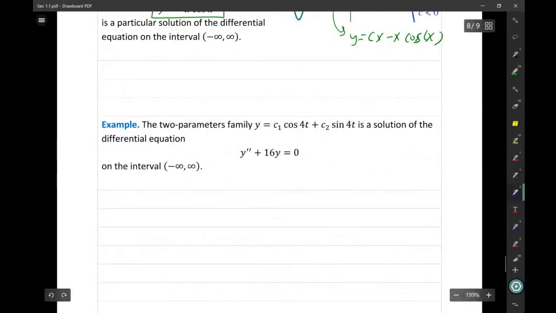Now look at this example. I have the solution y is equal to c1 cosine 4t plus c2 sine 4t, which is the solution of this equation on the interval minus infinity to infinity. And those constants c1 and c2 are parameters. Now let us see whether this is a solution or not for this differential equation. Here you have y equal to c1 cosine 4t plus c2 sine 4t.